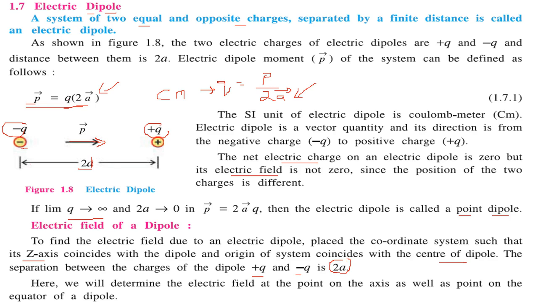So we will try to find out the electric field at a point on the axis, and also at a point on the equator of a dipole.